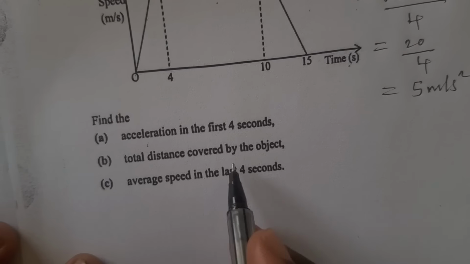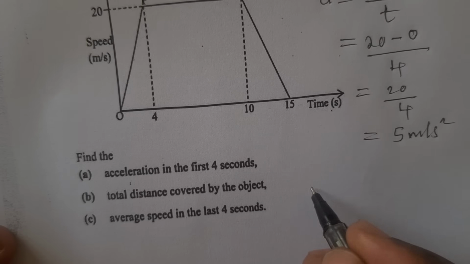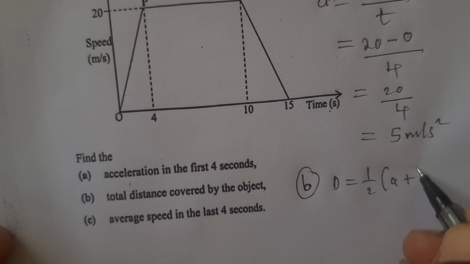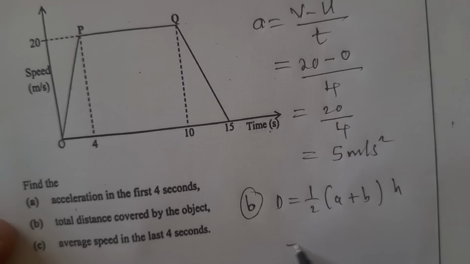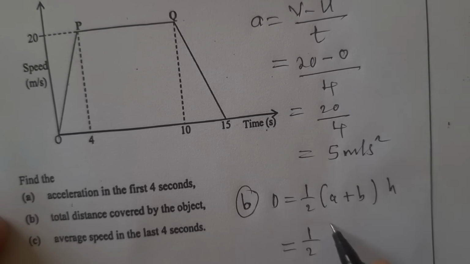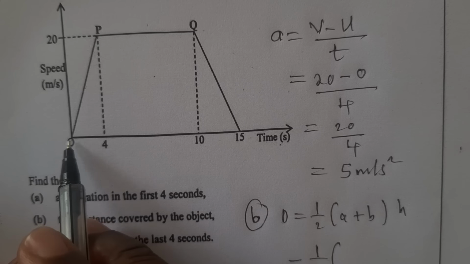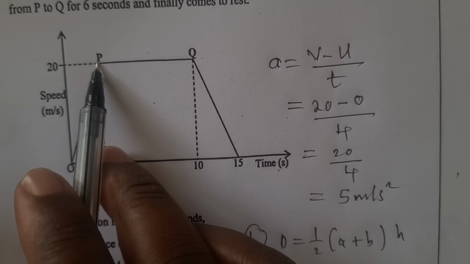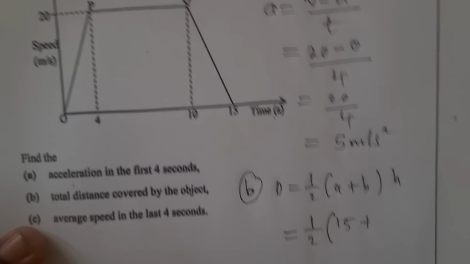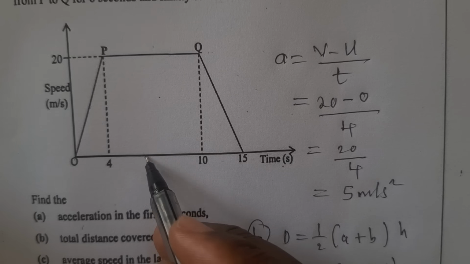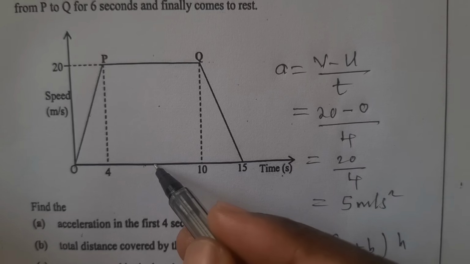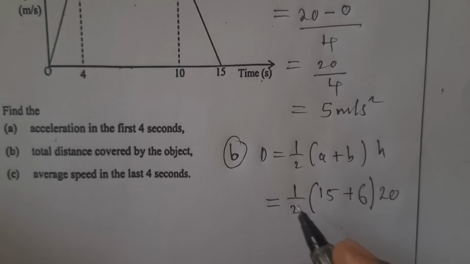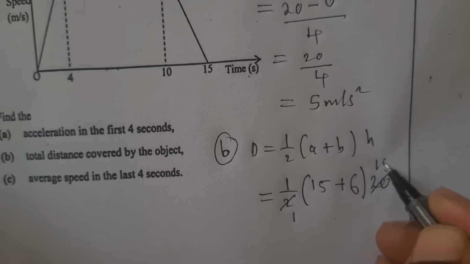So the total distance covered. So distance, that's question B. Distance is equal to 1 over 2 times (a plus b) times h. So this will be 1 over 2. Our a will be the distance from here to here. It's 15. Plus our b, from here to here, so this is 10 minus 4. It will give us 6. Our h, the height going up from here to here, the distance between two parallel lines, that's 20. So 2 into 2, 1 into 20, it's 10.